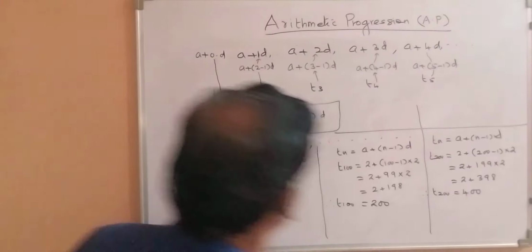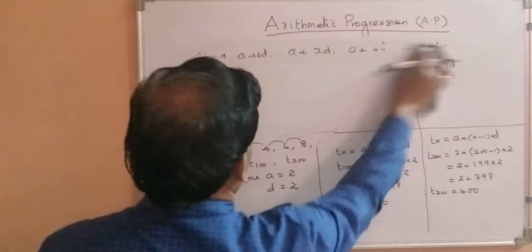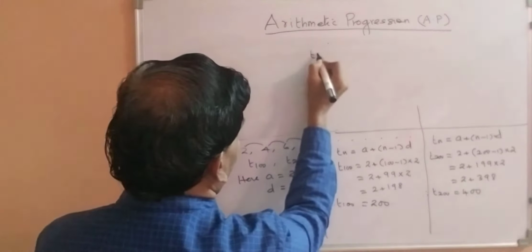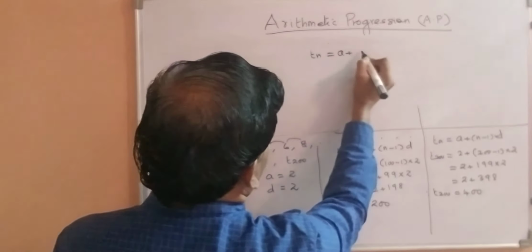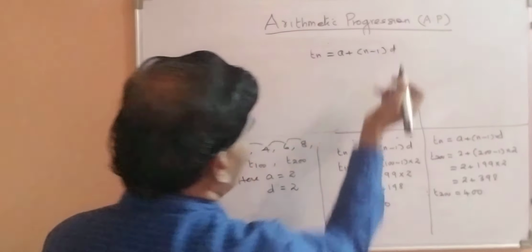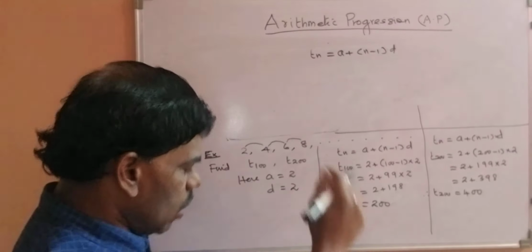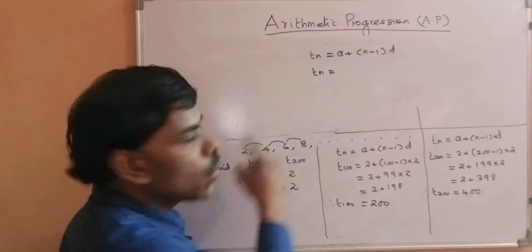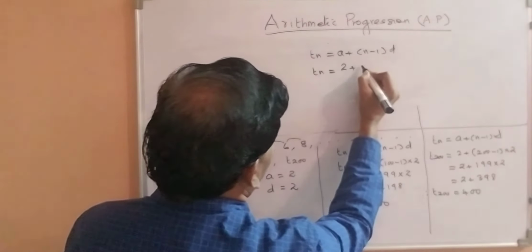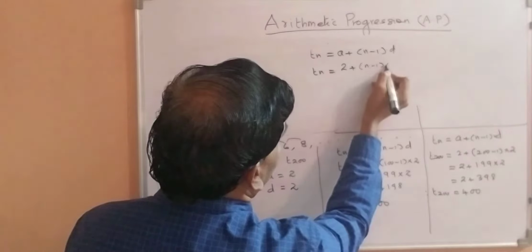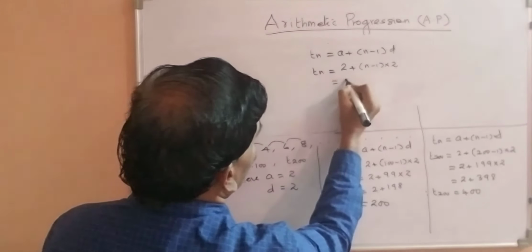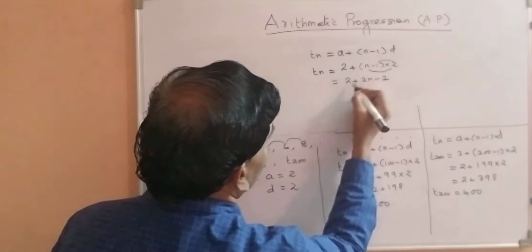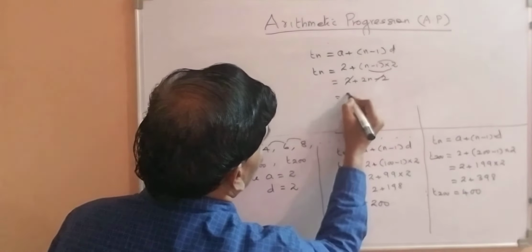Okay. Now look here. The formula is a plus (n minus 1) into d. Now in this particular sequence, what is the first term? 2. N we don't know. What is the common difference? That is also 2. So 2 plus 2n minus 2. So 2n.